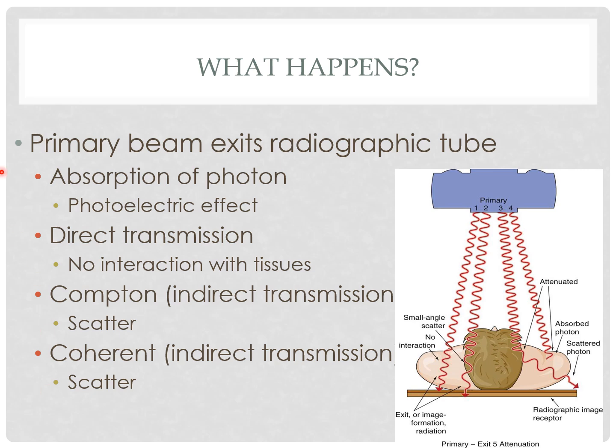Primary beam exits radiographic tube, absorption of photon, photoelectric effect. Just remember that this also has to do with fluorescent yield. So definitely understand what fluorescent yield is. Direct transmission, no interaction with tissues. Compton is indirect transmission, that's scatter. Coherent is indirect transmission, scatter. So all of these have to do with diagnostic radiography: photoelectric effect, Compton, and coherent.